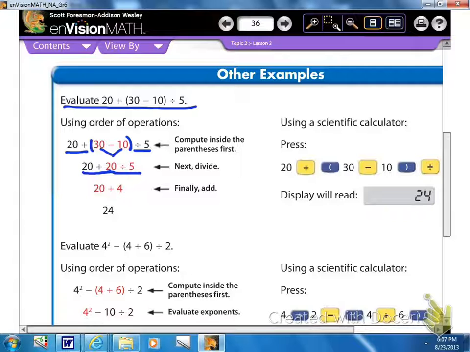So then we have an addition and division operation. Well, the next thing is to divide. So 20 divided by 5 would give you the 4. And don't forget to bring down that 20 plus. We have 20 plus 4, which will give us 24.